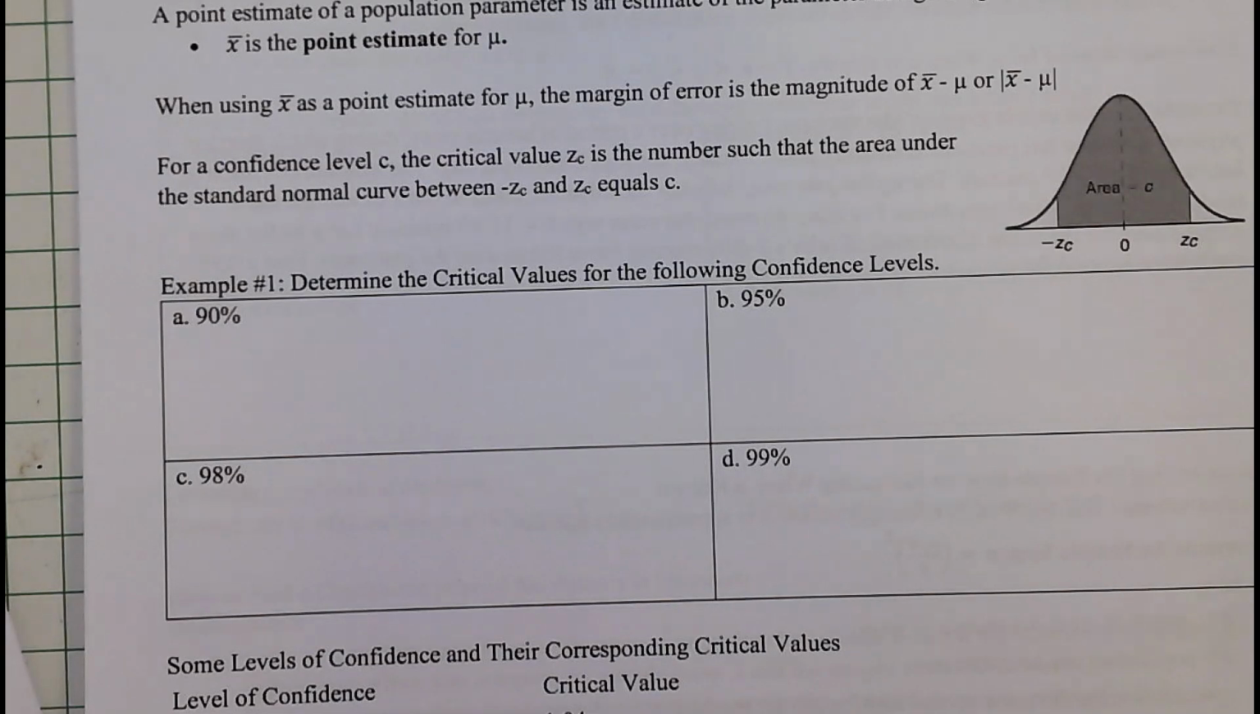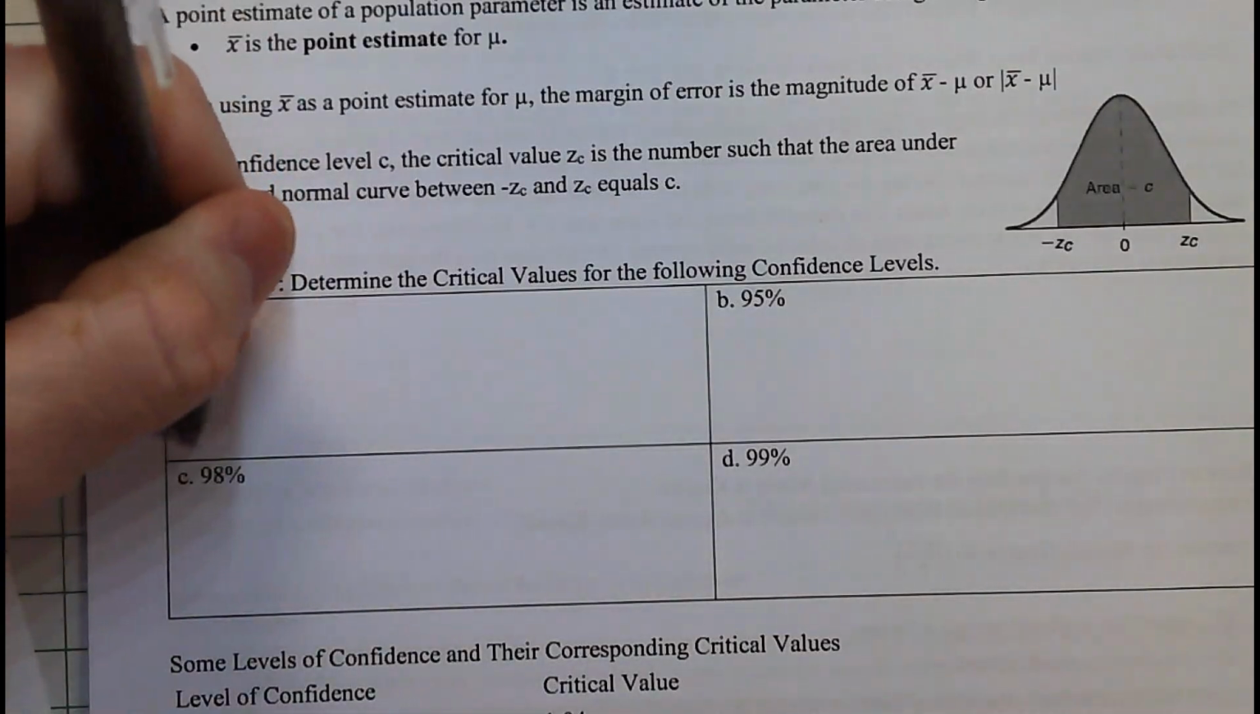Confidence intervals estimate, or are designed to try to estimate, some unknown value. Before we can construct confidence intervals, we need to understand how to calculate a critical value. There are several ways to calculate a critical value, and I'm going to show you some. So for a 90% confidence interval, let me explain what's going on here.